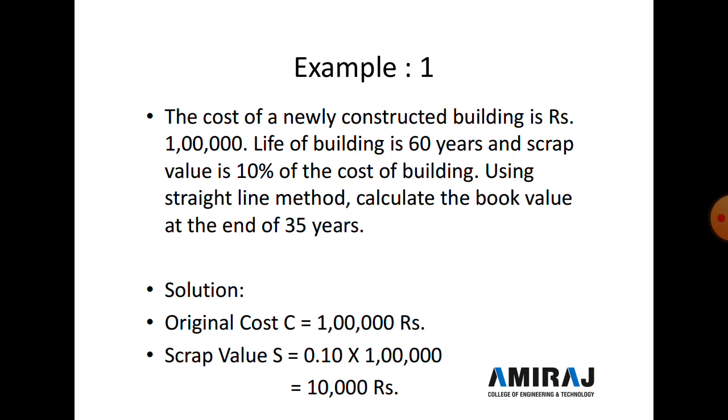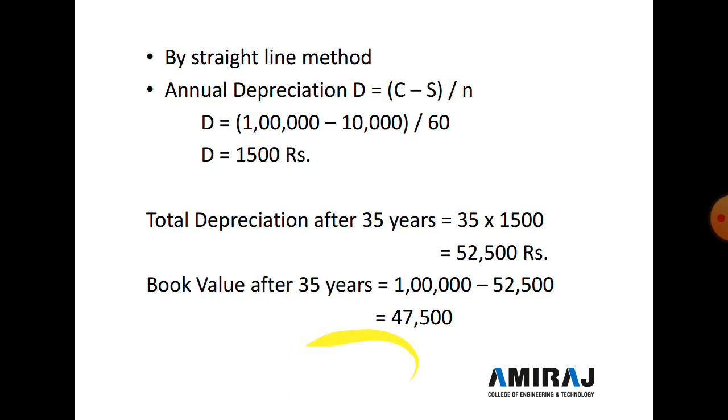So here in this example, the original cost of the building is given as 1 lakh rupees, so C is equal to 1 lakh. Scrap value is 10% of the cost of the building. So scrap value S is equal to 10%, which means 0.10 multiplied by the original cost of 1 lakh, so 0.10 multiplied by 1 lakh is equal to 10,000 rupees.